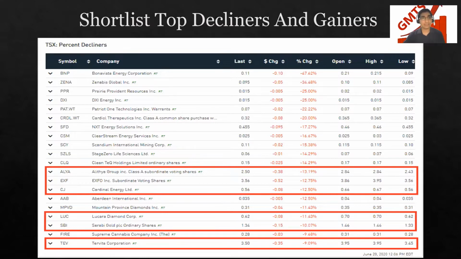Let's take an example of percentage decliners. This is the snapshot of percentage decliners after trading hours. You would go through the list of stocks which have lost in terms of percentage and it falls within your buying range. As I suggested for beginners, you should be looking at stocks which are greater than $0.5. So as you could see from this entire list, I have shortlisted only those stocks which are higher than $0.5.